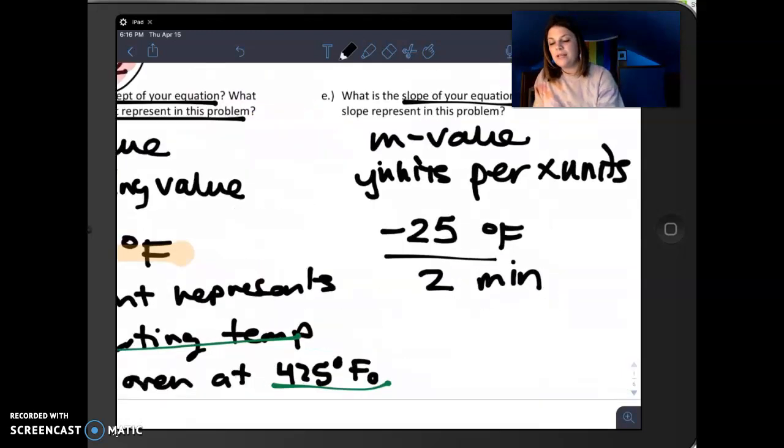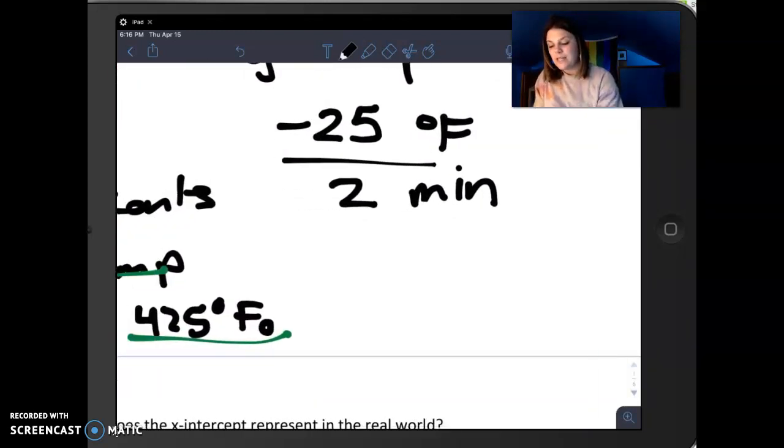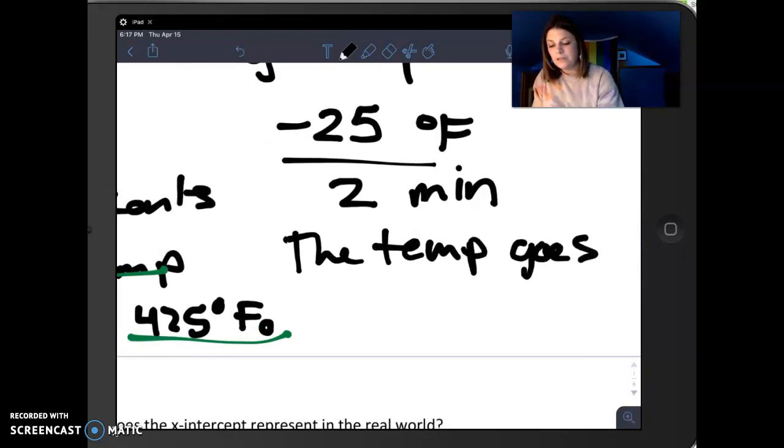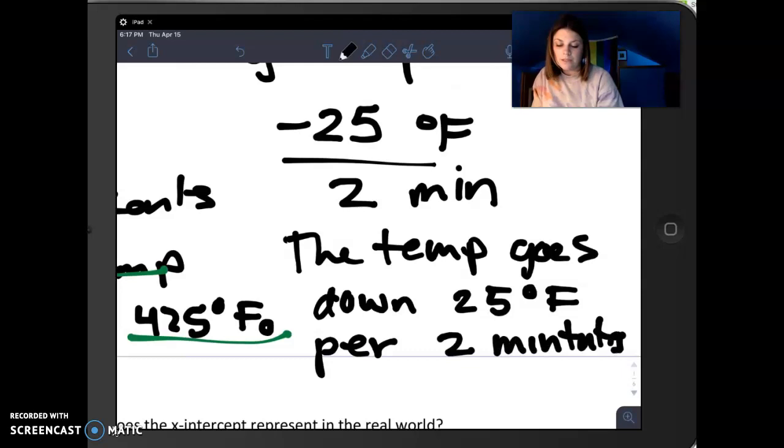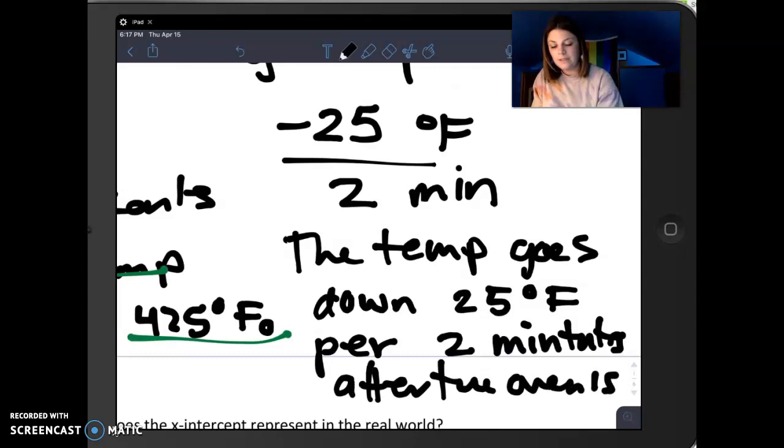So let's write that as a sentence. We're going to say the temperature goes down 25 degrees Fahrenheit per 2 minutes after the oven is off.